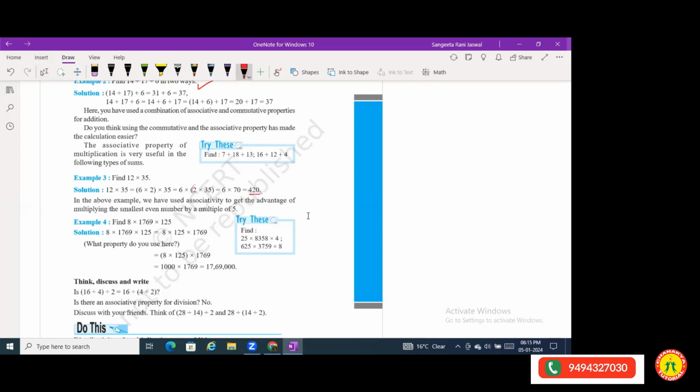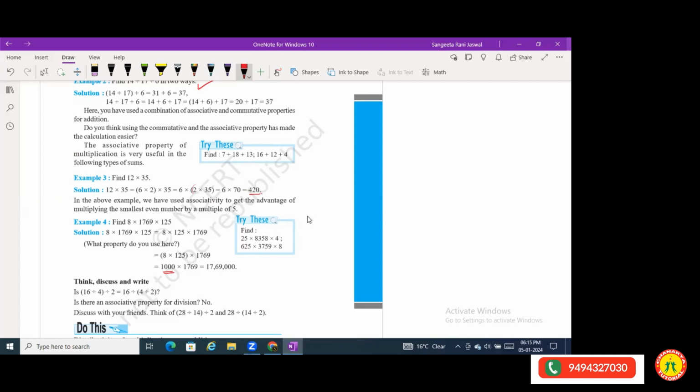This is 8 into this big number, 1769 multiplied by 125. Now, when you have such big numbers to multiply, what do you do? The first thing you do is choose those numbers which will give you a round figure. Suppose I multiply 125 with 8 first, what will I get? 1000. And then I can multiply 1000 with this big number because that becomes easy. I'll just write the number and as many zeros behind.